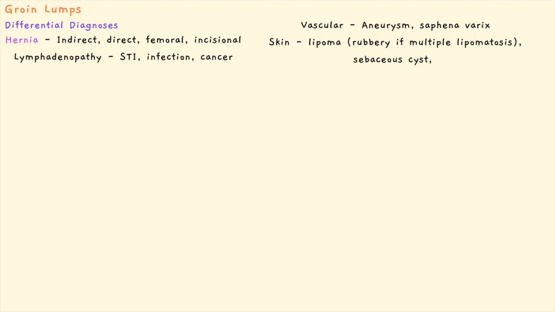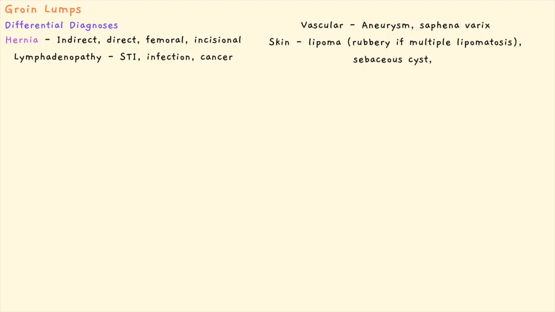So the different differential diagnosis, the most common thing you would come up with is hernias. And there are different types of hernias based on the anatomy, which we'll go through. The lump could also be due to an inflamed lymph node or lymphadenopathy, commonly due to STIs, infections, or also cancers. So we're thinking about things that cause inflammation in that area.